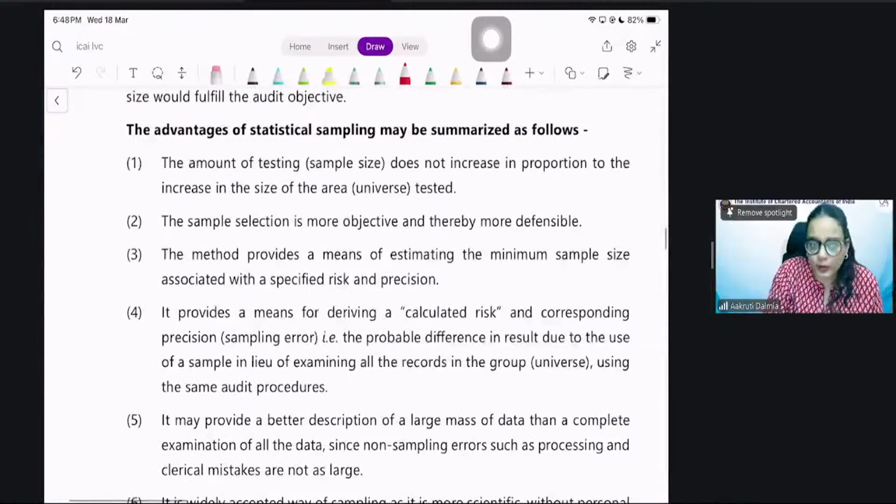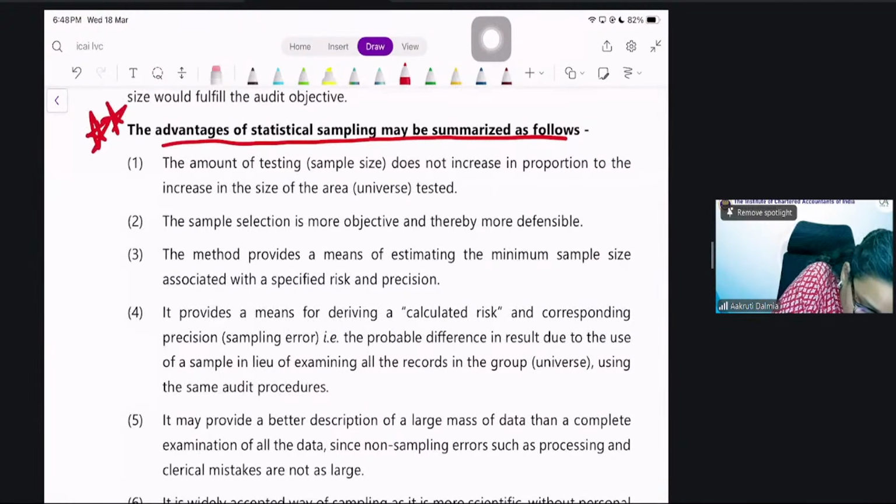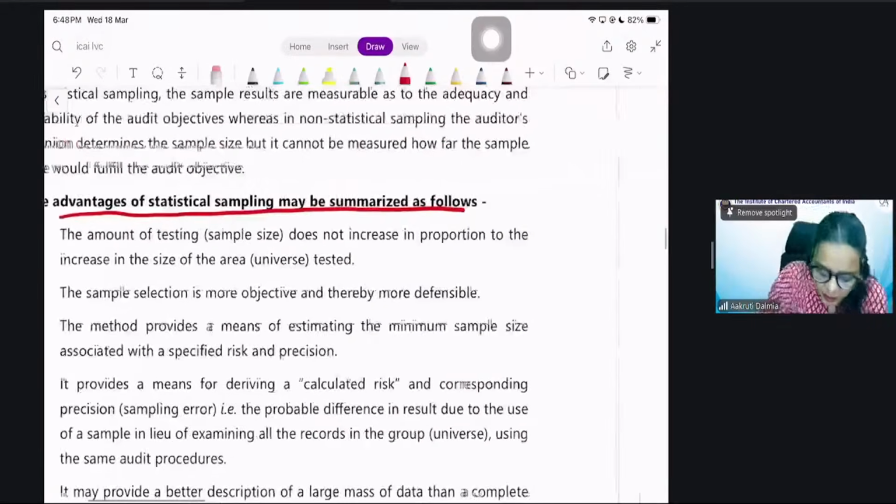Next answer that you have to remember is advantages of statistical sampling. This again is important. Usually comes as a direct question.